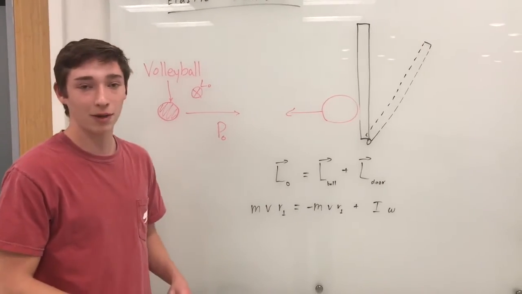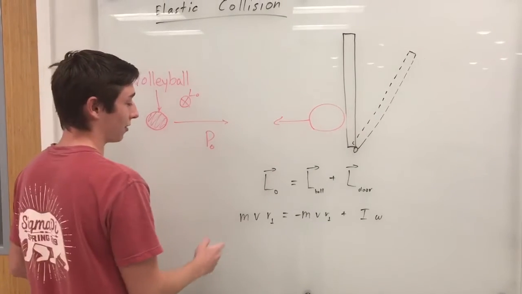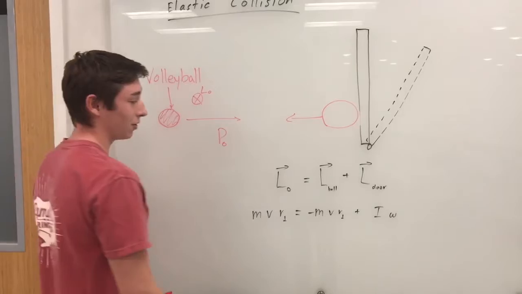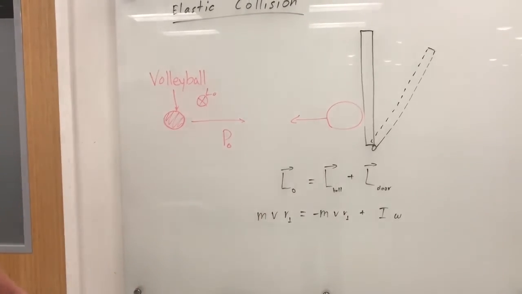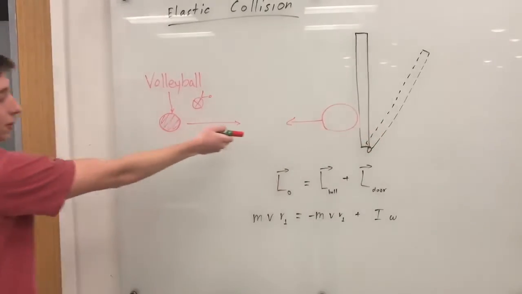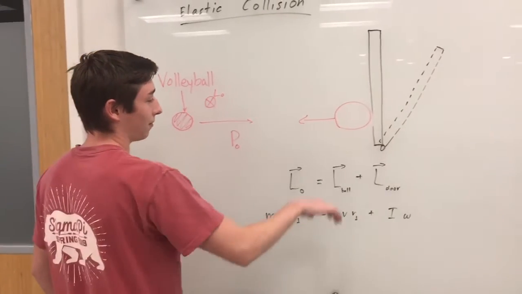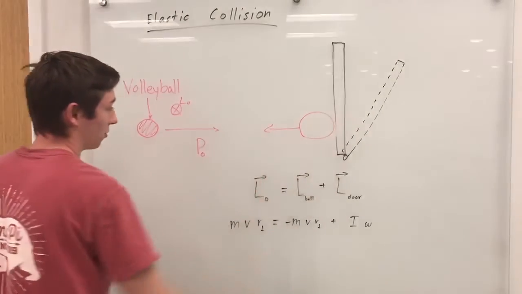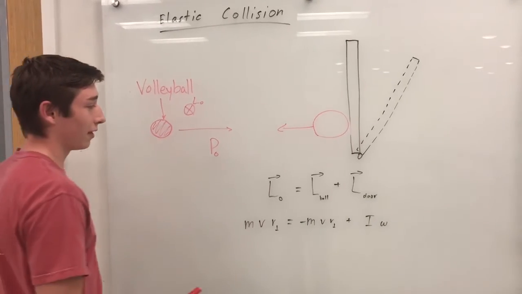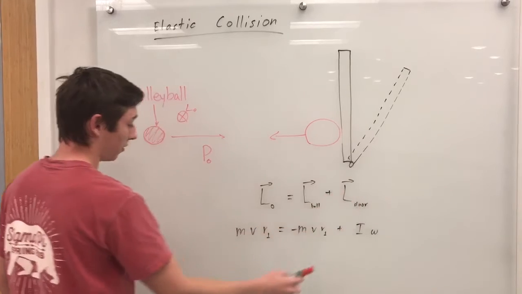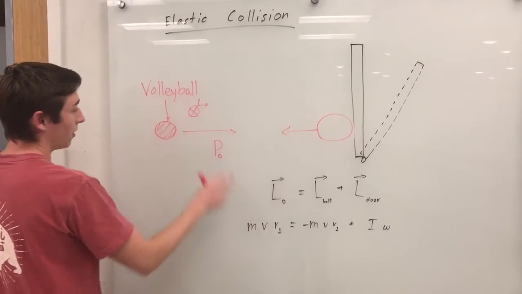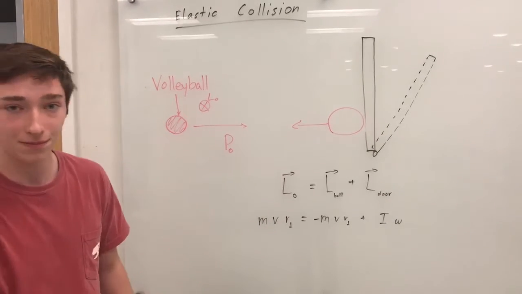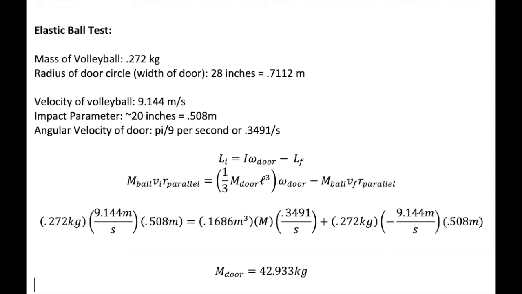To find the actual angular momentum of the door, we can use this idea of the conservation of angular momentum. So we know L naught, in this case, the original angular momentum of the volleyball, is equal to the sum of the angular momentum of the ball and the door. And as the ball hits the door and elastically shoots off in this direction, we know that the angular momentum is in the opposite direction as it was previously because the velocity has switched direction. It is negative now. So to find the angular momentum of the door, it is going to be the difference of the original L naught of the volleyball minus the angular momentum of the ball after the collision.